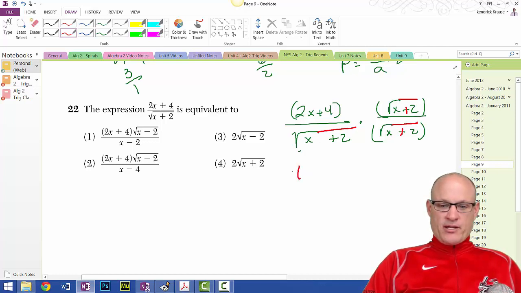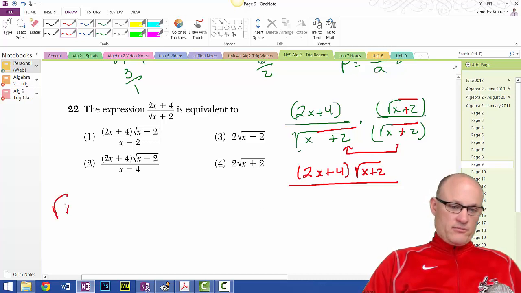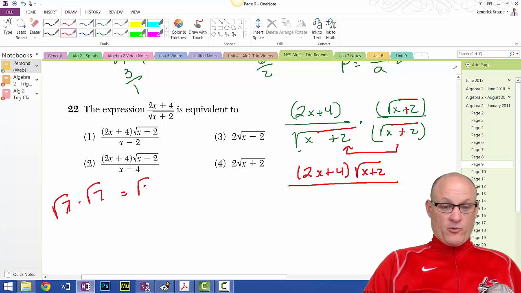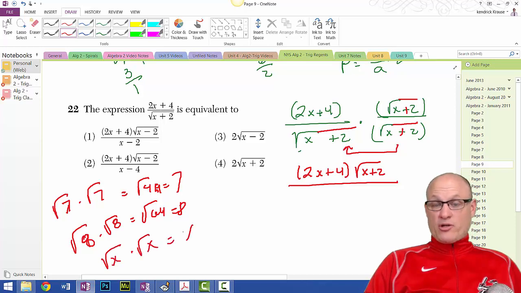So what I get is 2x plus 4 times radical x plus 2. And you guys by now should realize when you multiply two radicals that are the same, I don't care if it's radical pizza times radical pizza, you just get pizza. Let me show you. Radical 7 times radical 7. That's really radical 49, which is 7. Radical 8 times radical 8 is radical 64, which is just 8. So I don't care what you have, radical x times radical x, it's just x, always. So when I multiply radical x plus 2 times radical x plus 2, I just get x plus 2.